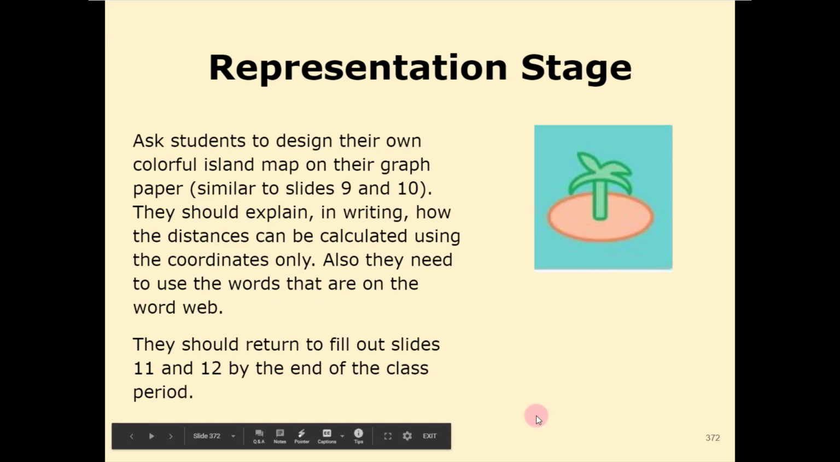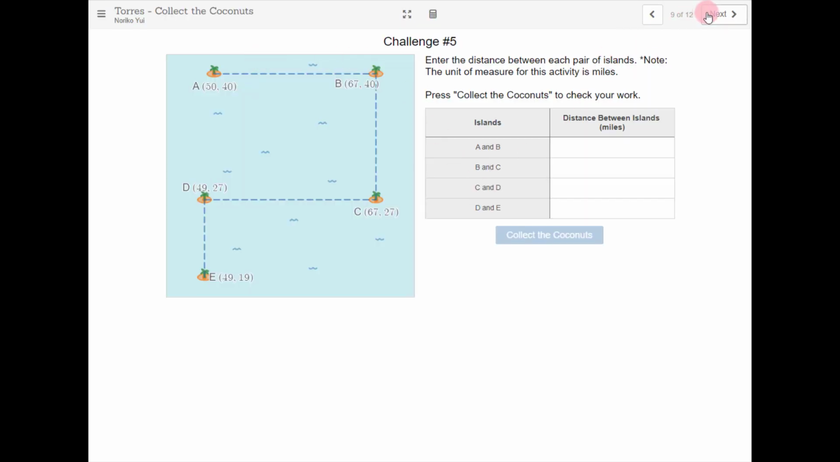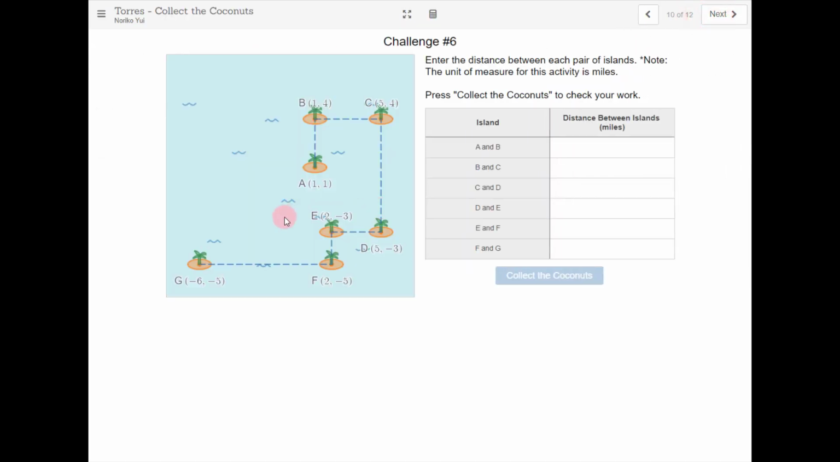You can have the students in the representation phase after the lesson is done. I would give them more graph paper and give them colored pencils or crayons or whatever it is that they like to draw with, and have them do their own colorful island map on their own. That's very similar, where there were several islands that they had to go to and write the coordinate pairs and then find the distances. Or if you have time, have them swap with a neighbor and see if they can do that too.